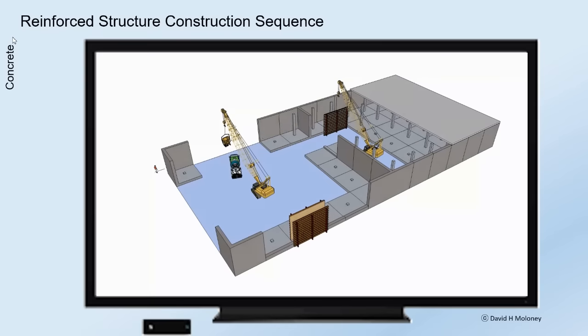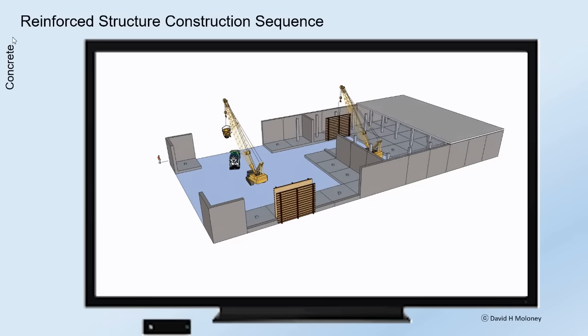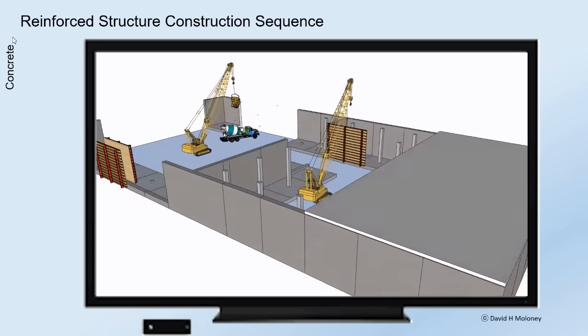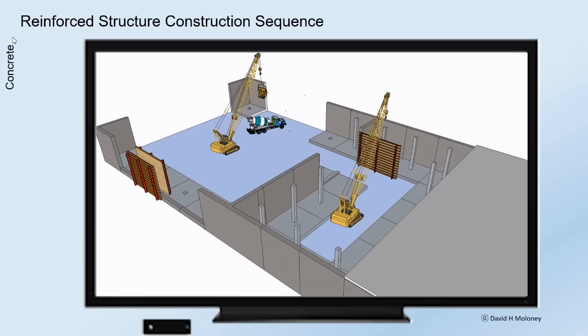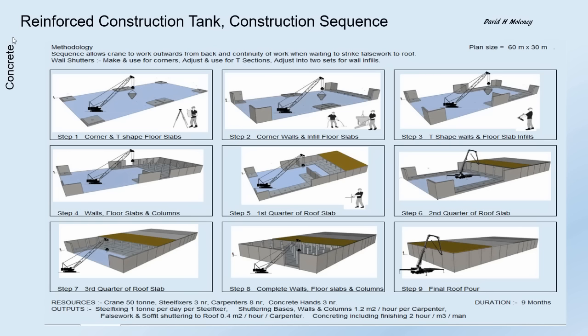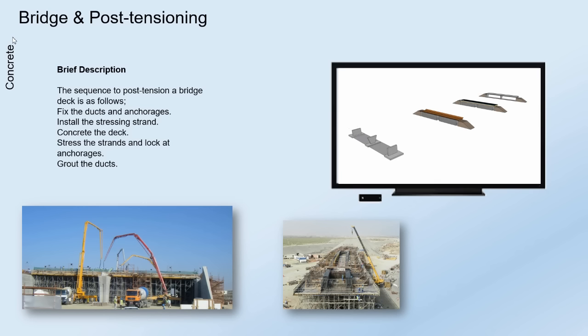The general sequence to construct a reinforced concrete tank is as follows. Construct the floor and wall panels in a hit and miss pattern. Construct the floor and wall corners and T-shaped panels. Construct the roof working outwards from the back.